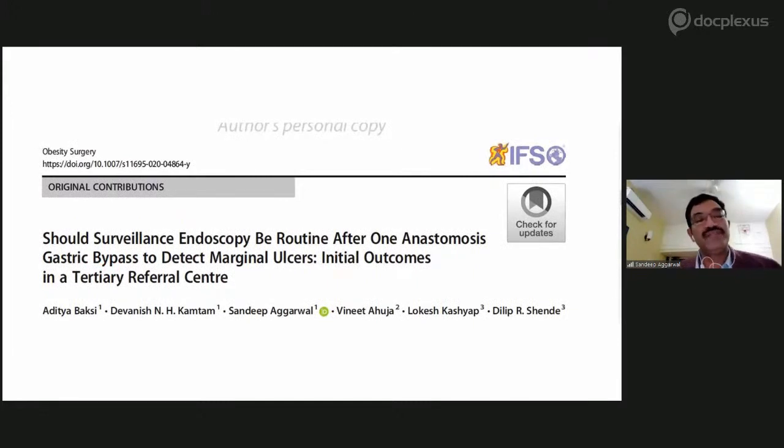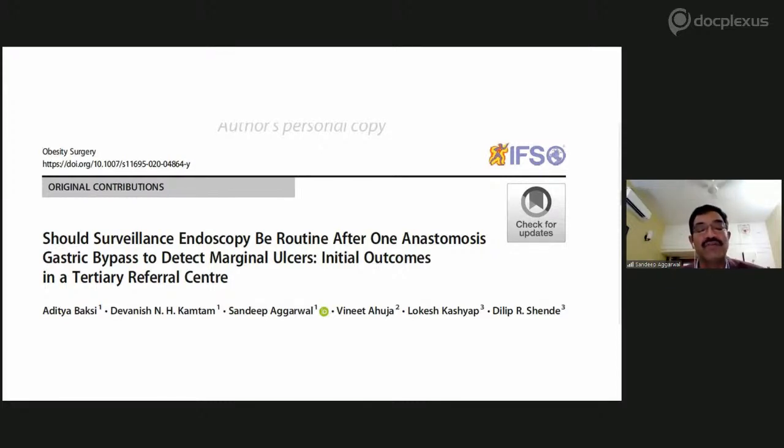I'll give you an example from our recent publication. I'll give you an example from my recent publication because that's what I know the details about. It's not to put my own publication before you, but just to discuss how we have done this. This was a study where we looked at outcomes after OAGB. This study also included endoscopy at 1 year. When we compiled the results, we did find that on endoscopy we had a high rate of marginal ulcers. It was not a huge number. It was, I think, about 68 cases.